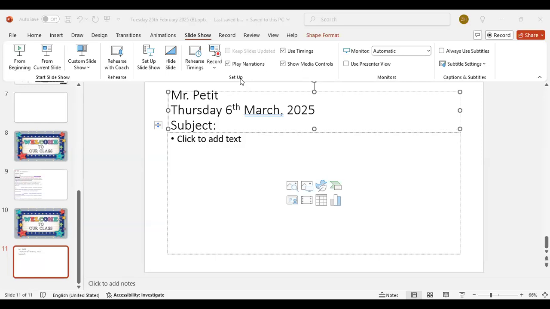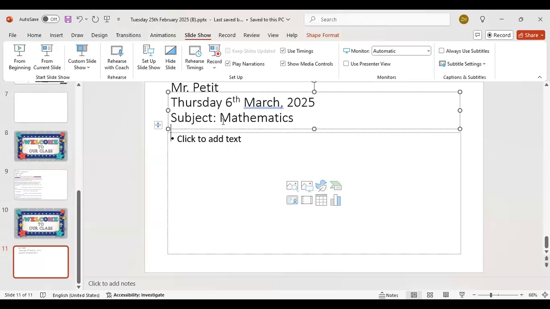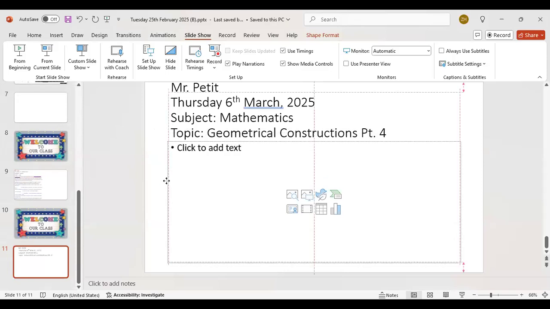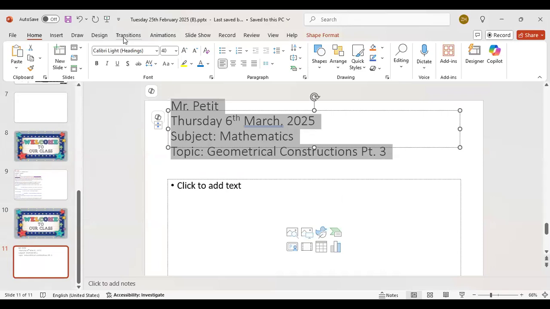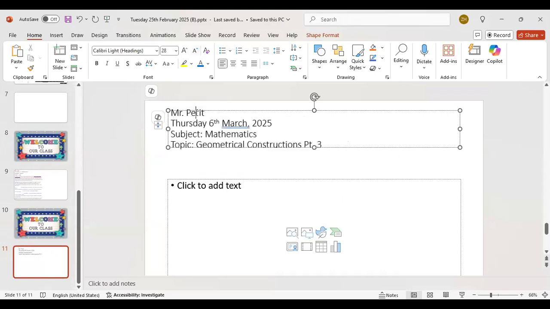Okay, good. So today our subject is mathematics. The topic is geometrical constructions, part 4. Yesterday was part 3, because we didn't start this as the first thing last time. Okay. Good night, Mr. Petit. Good night.